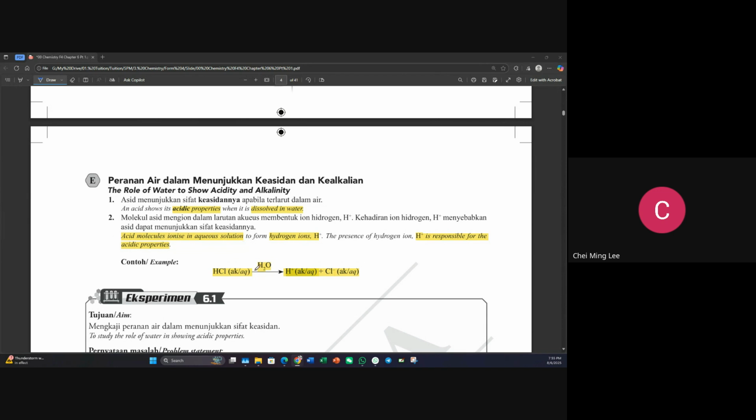Like HCl, with water, it will become hydrogen ion in aqueous and chloride ion in aqueous. Okay, so because of water, they are able to detach. Why? Because water has two properties. One is that the oxygen can target one hydrogen.